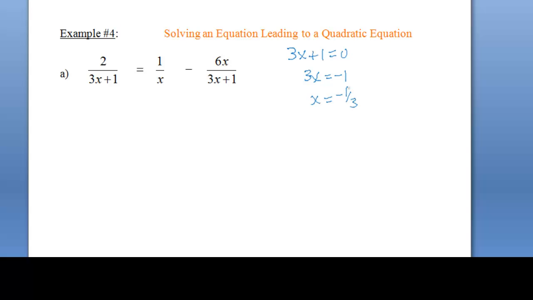So one of our excluded values would be negative 1/3, so x cannot equal negative 1/3. And the other one, you see x by itself, so we know that x also cannot equal 0. So now our next step would be to multiply each term by the LCM. The LCM is x times the quantity 3x plus 1.